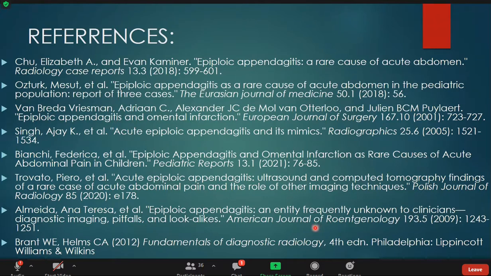Because you started your case with a pediatric case and then you gave other cases involving adults, could you tell us a little about the epidemiology, the incidence?